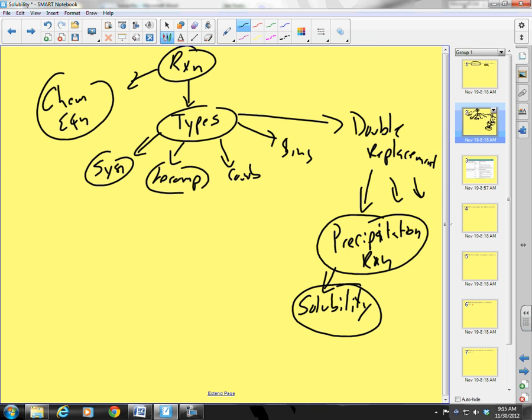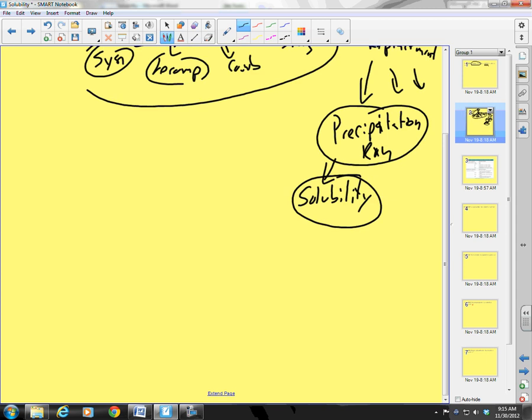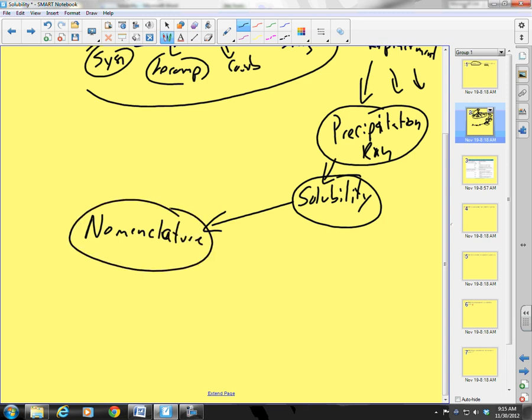I'm getting a little ahead of myself. We'll get to these things a little later, but right now we just want to jump ahead so you can get a good foundation on solubility. Now, of course, we need to define some things. Let's talk about some nomenclature.